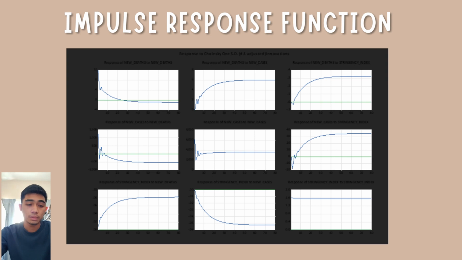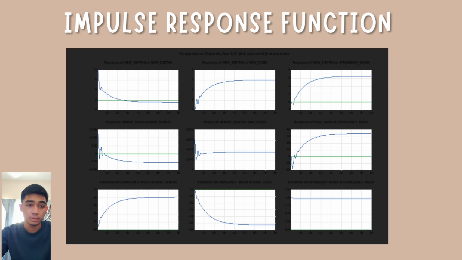Second is the impulse response of new cases to new death and stringency index. The response toward the new death fluctuated vigorously in positive and negative response in the first 10 days before it continued to decrease toward negative till day 50 and went constant after. The response of stringency index is positive and negative, whereby it went negative at first and bounced to positive, decreased a bit to negative before continuing to increase till day 50 and went constant towards the end.